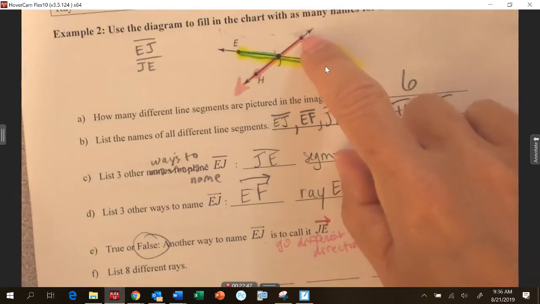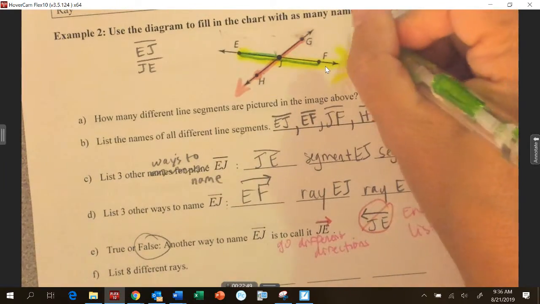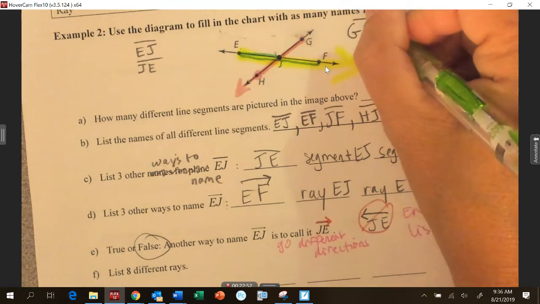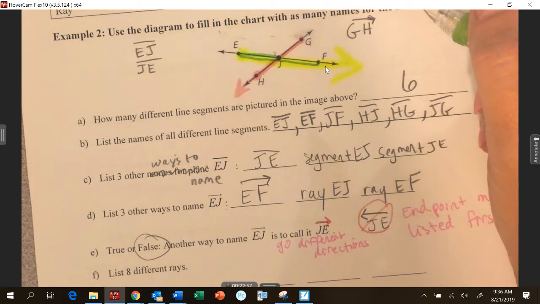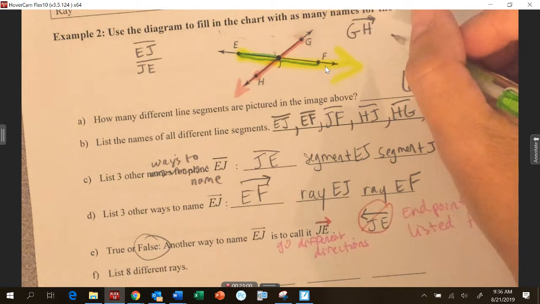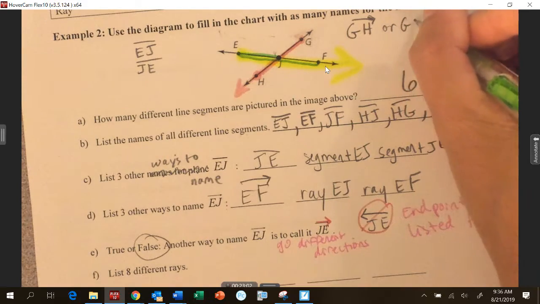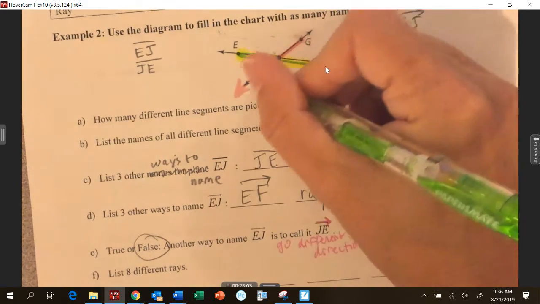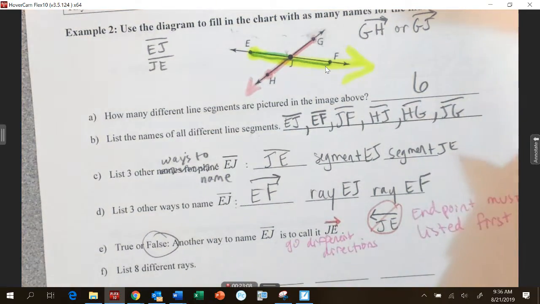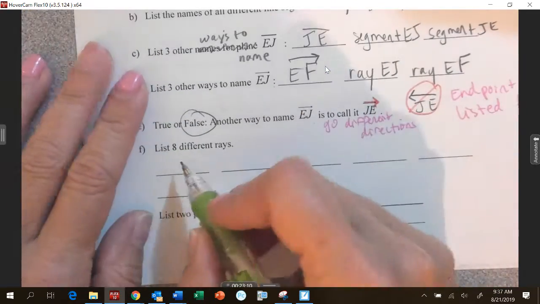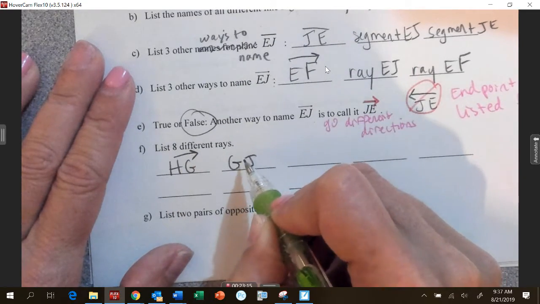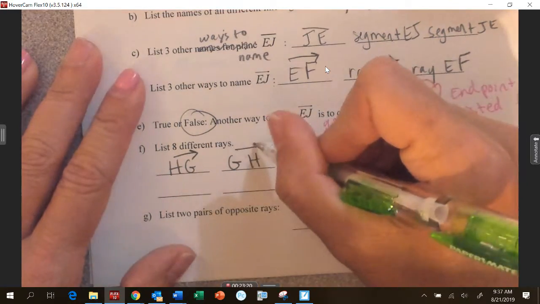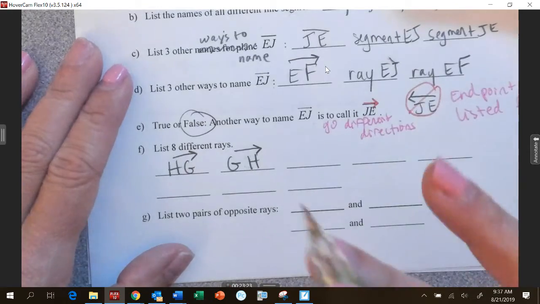Is there a different way of naming GH? I'll write it here. That is the exact same ray as GH, but it's not named GH. What did you say, Sophie? GJ, yeah. You could name it GJ because it passes through J also. So those are both acceptable answers. Okay, so far we said HG and GJ, or, sorry, you said GJ or GH. On the answer key, I put both answers so you guys could check.